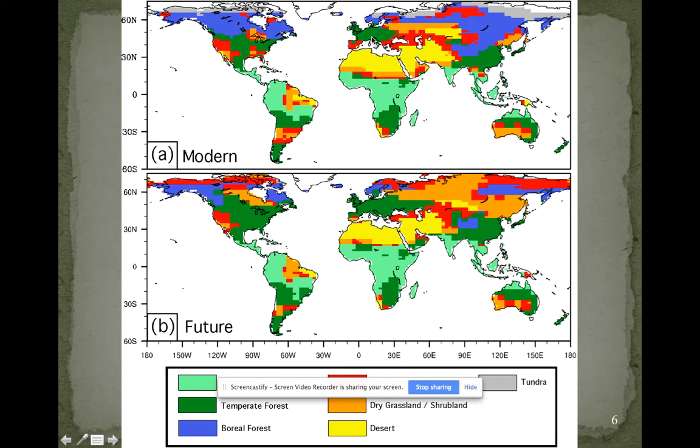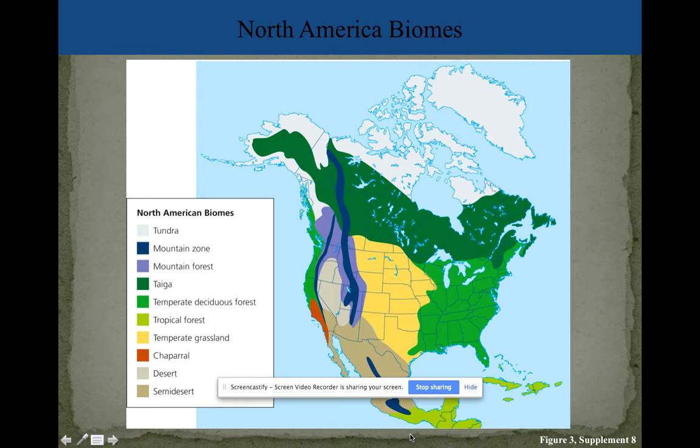This is showing the same thing. These are the modern day biomes, and they haven't been the same throughout history either. In the future, they're going to be changing. That boreal forest, which is colder, you'll notice that blue is kind of gone in a lot of the future maps. It's going to change mostly into dry grasslands, so it's going to become more desert-like and less forest-like.